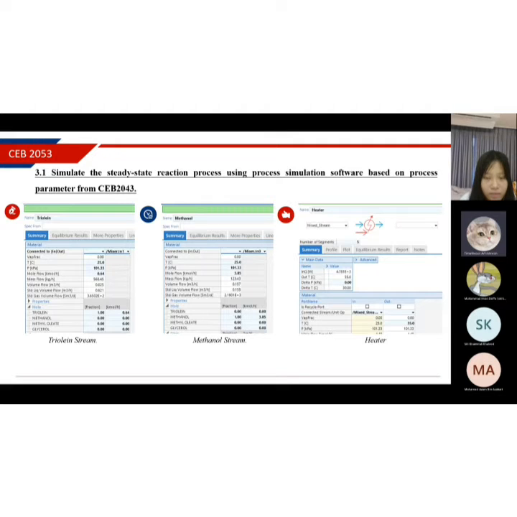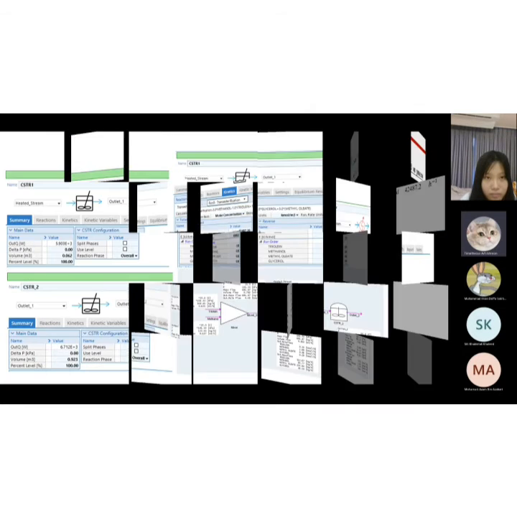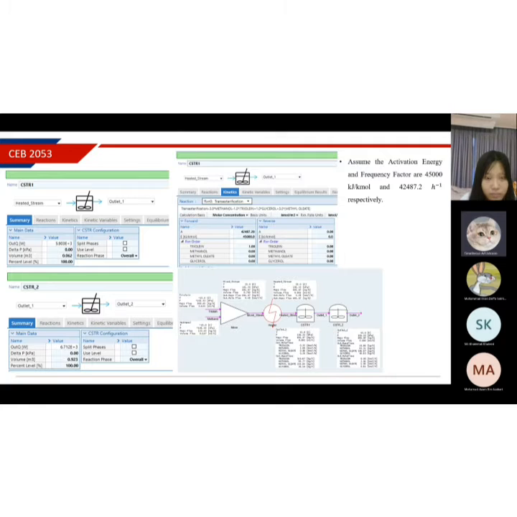And once it has been mixed, we will connect it to a heater where we will increase the temperature from 25 degrees to 55 degrees. And also noting, since in our report we have assumed that there is no pressure drop in our heater, we kept our delta P at 0 kPa. Next slide.